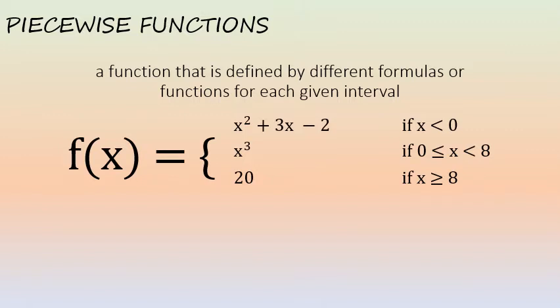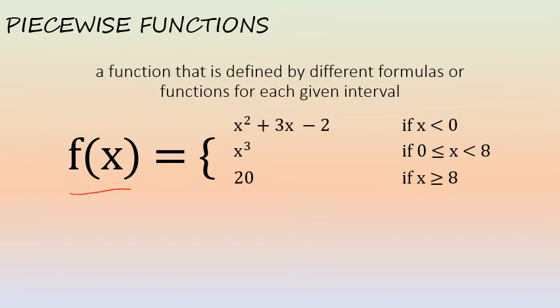Let's say we have f of x, which is defined by x squared plus 3x minus 2 if x is less than 0, then x cubed if x is greater than or equal to 0 but is less than 8, and 20 if x is greater than or equal to positive 8.